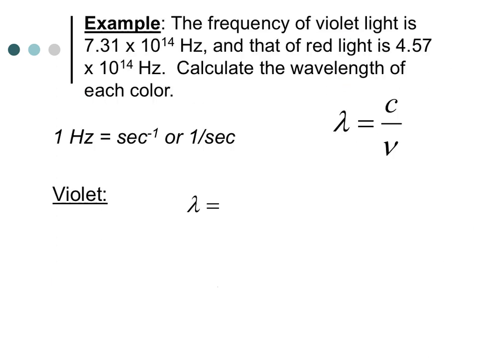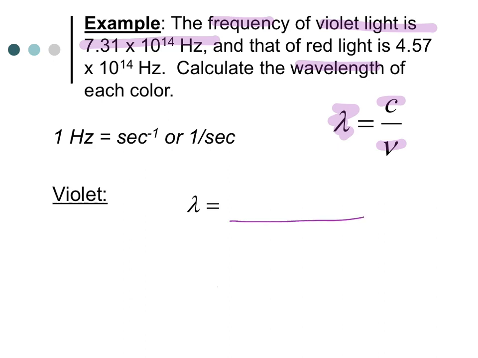Let's try a calculation. In this problem, it gives us the frequency of the violet light, and then it also gives us the frequency of the red light. But we're going to calculate both. We're going to separate them. So let's first focus on the violet light. Now I want to calculate the wavelength. So the wavelength would be the lambda, and I'm going to plug in my constant speed of light and the frequency that's given in the problem.